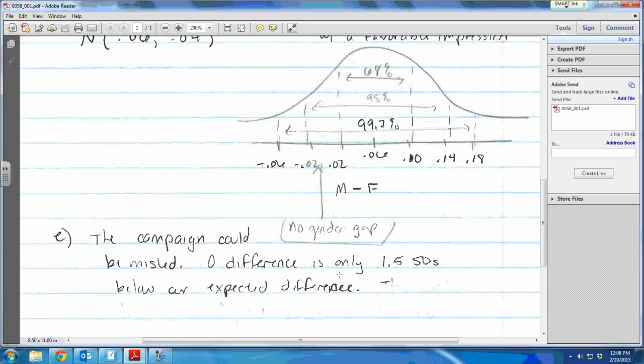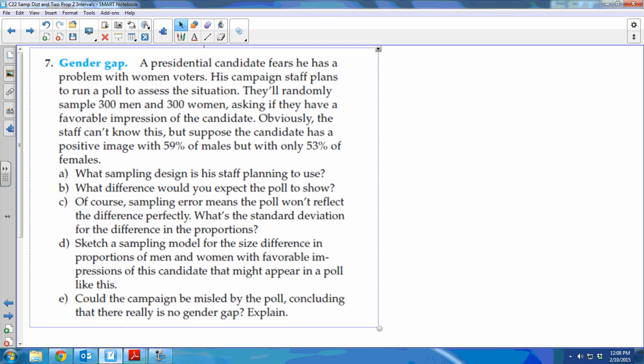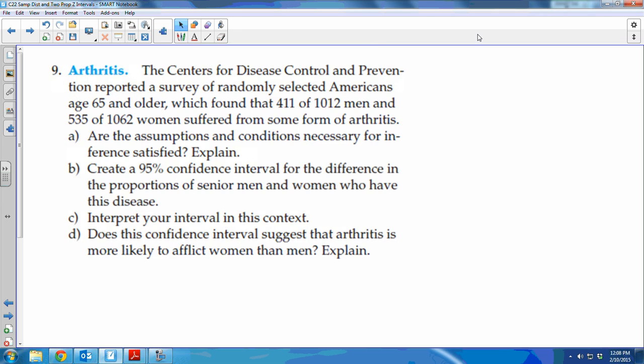Questions about that example? Was that difficult? No, not really, right? Okay, one more. Let's do a confidence interval. The Centers for Disease Control and Prevention reported a survey of randomly selected Americans aged 65 and older, which found that 411 of 1,012 men and 535 of 1,062 women suffered from some form of arthritis. All right? A, are the assumptions and conditions necessary for inference satisfied?